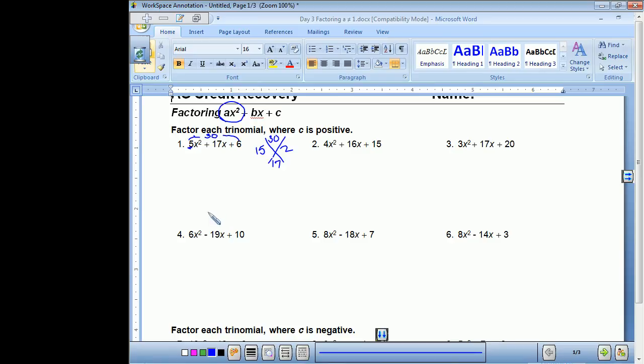Is that the answer? No, that's the beginning. So what we do is we take this middle term and we split it into 15x plus 2x. And then we bring down the first one and we bring down the last one.